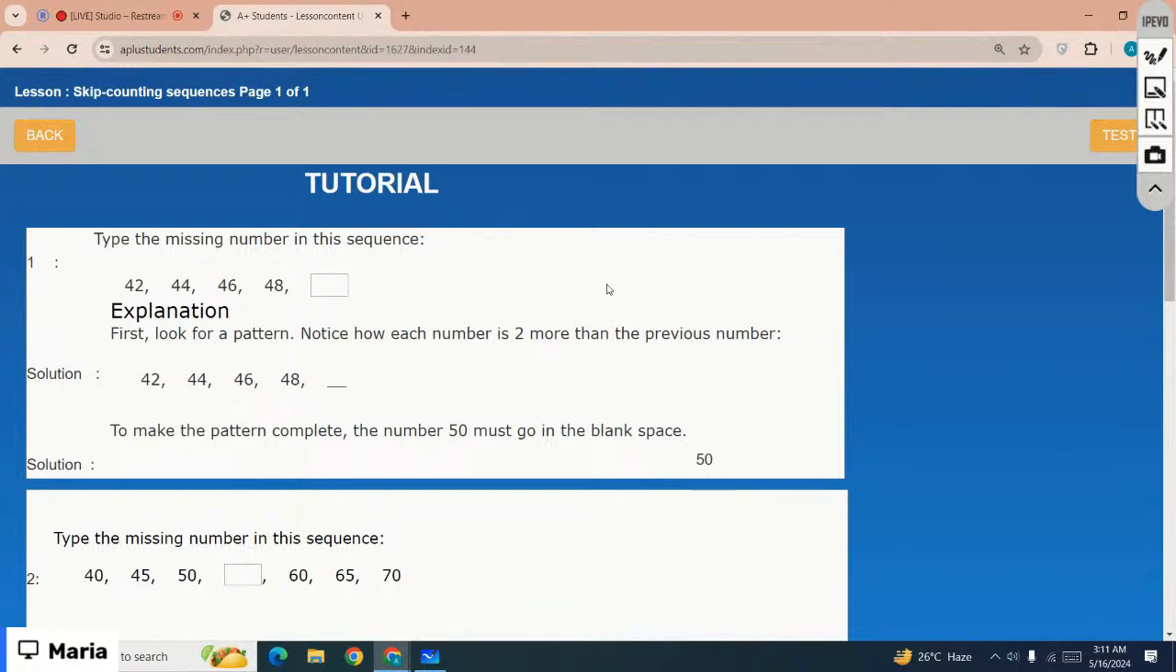So for the next one you need to add 2. Each next number is 2 more than the previous one, right? So 48 plus 2 is 50. That is the pattern, right? The numbers are increasing by 2. So the next number is 50. Let's just start with the test questions.